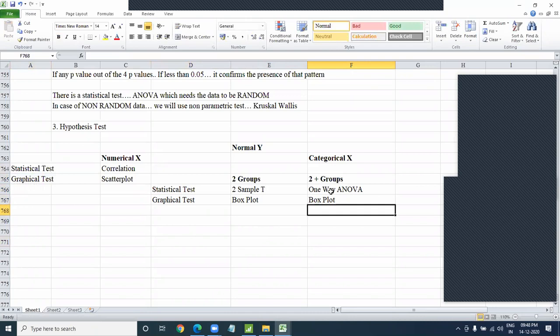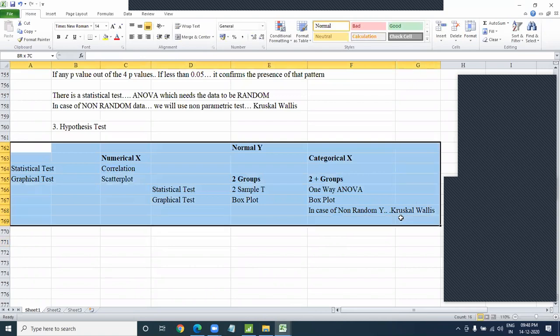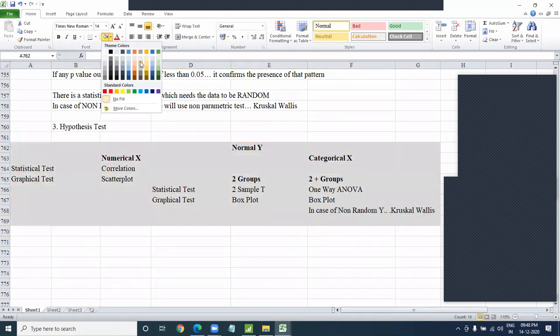And in case of non-random Y, Kruskal-Wallis. If you have non-random data, then instead of ANOVA, you will do a Kruskal-Wallis. So these are the tests that you will be doing to understand which one of these are root causes. That's what we need to figure out. So let's have a quick look at these tests.